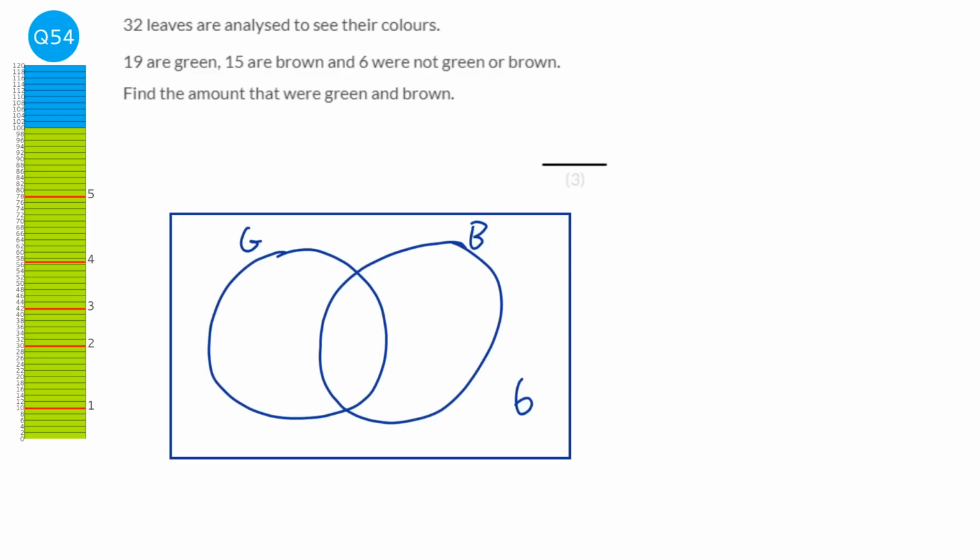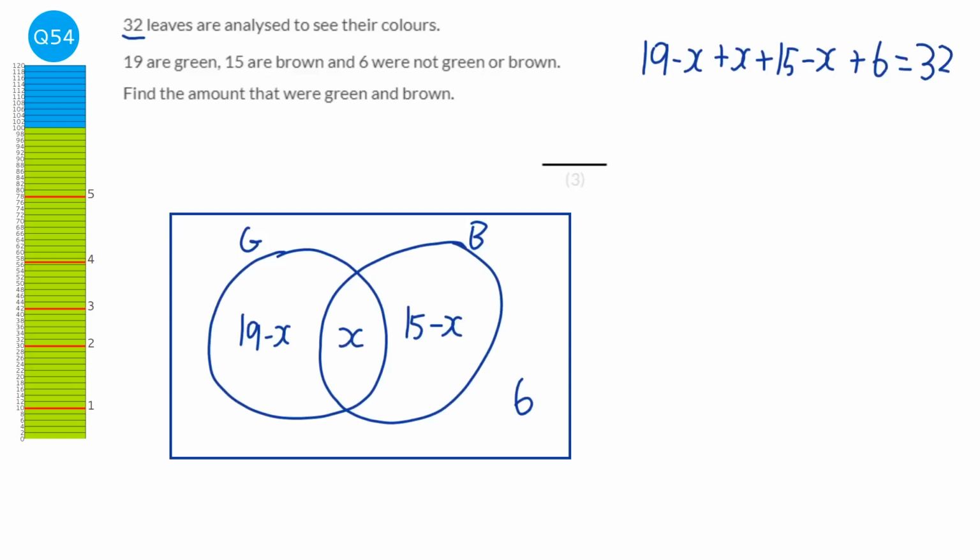We're told that 19 are green, but we don't know which, either they're in here or a bit of both. So what we can do is label the centre X, and we can say that there are 19 take away X just green, because they could have been both green and brown. And for the brown we can do the same, so it'd be 15 minus X. And for the next step, we know that all of them together add up to 32, because it says in the question. So we're going to add all of these, the 19 minus X, the 15 minus X, and the 6 together, and we know that equals 32.